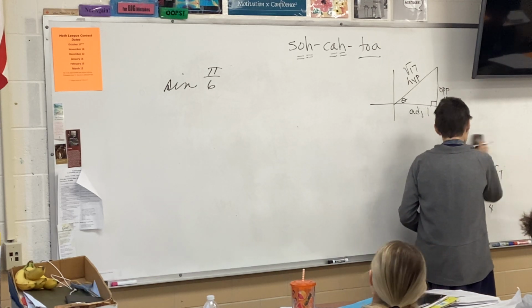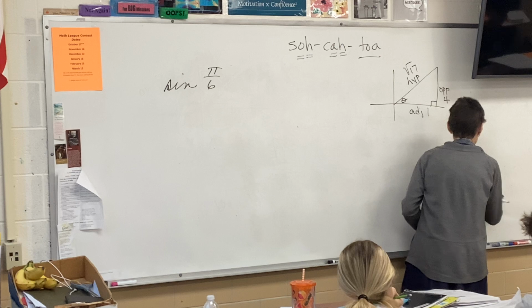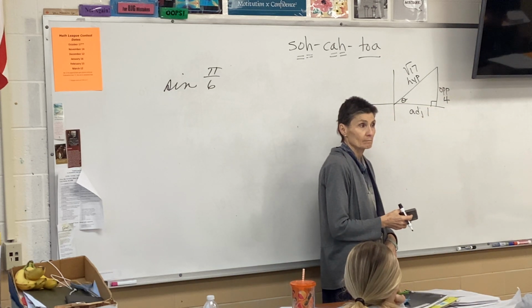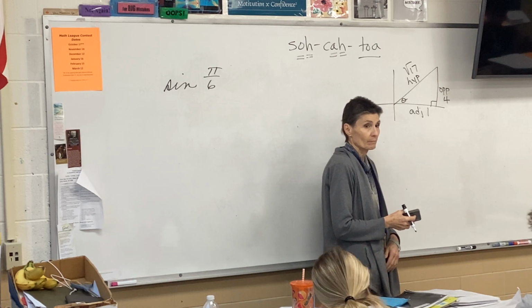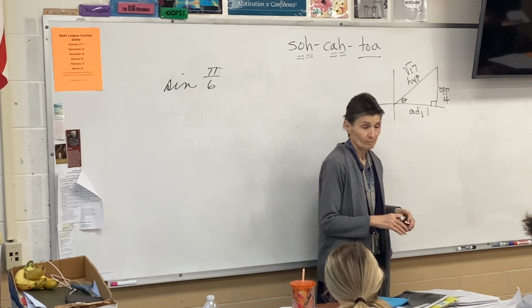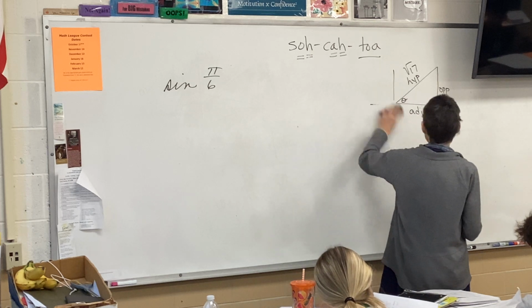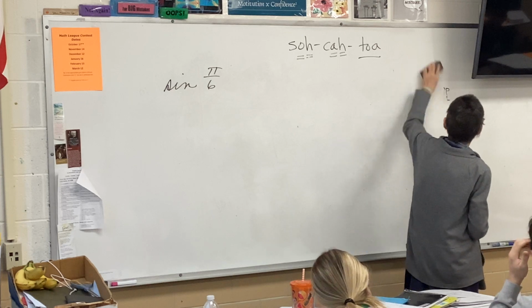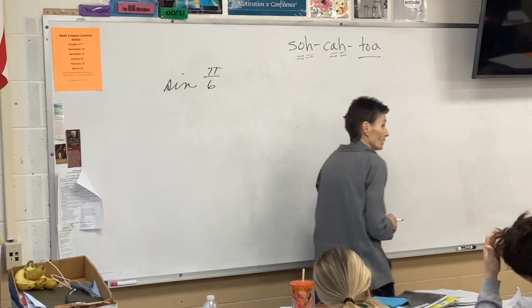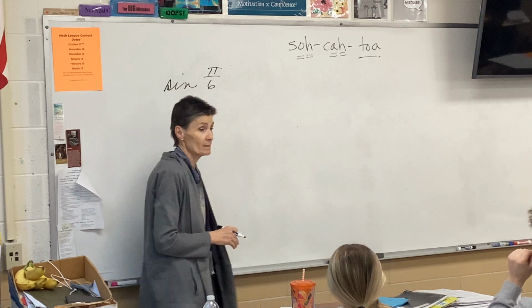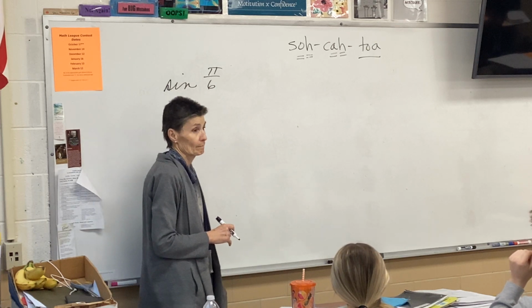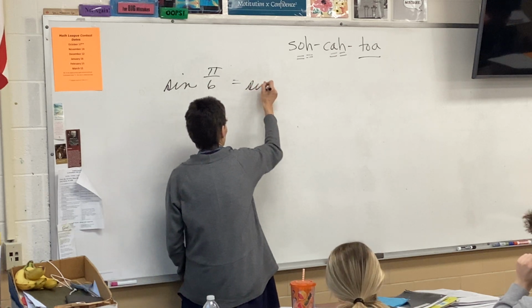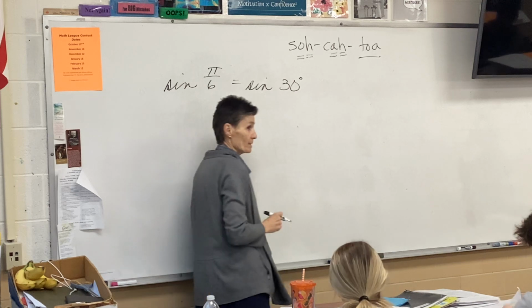Does anybody remember anything about pi over 6? That's a radian measure. How many degrees is pi? 180. So what would pi over 6 be? 180 divided by 6, which is 30. So this is really saying to me, find the sine of 30 degrees.